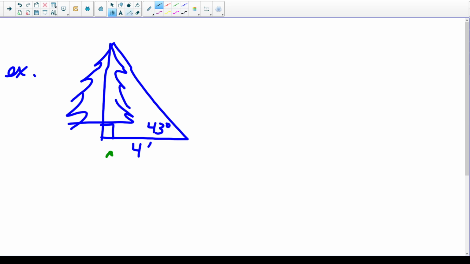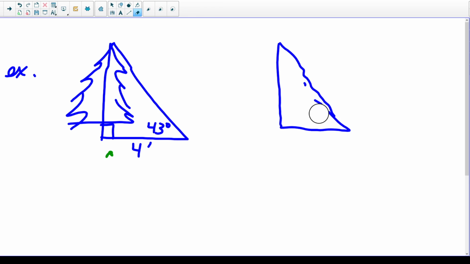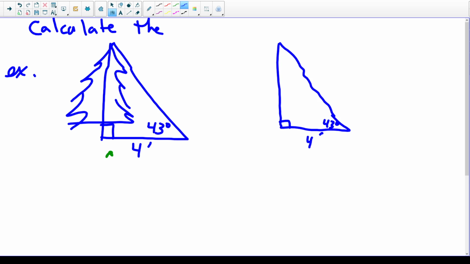So if I draw that right angle triangle without the tree, this is not easy to do. We have 43 degrees here, and we have 4 feet here. Which two sides are we talking about? If I ask you to calculate the height of the tree, the height of the tree is this side here. Is that the opposite, adjacent, or hypotenuse? We need to know that.